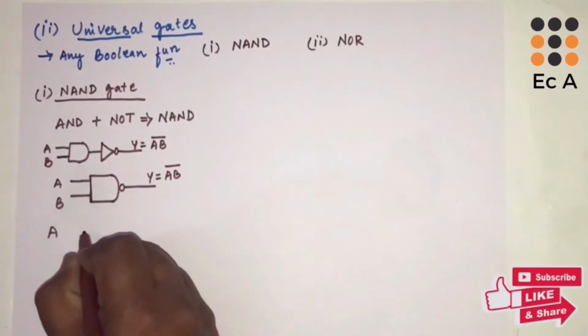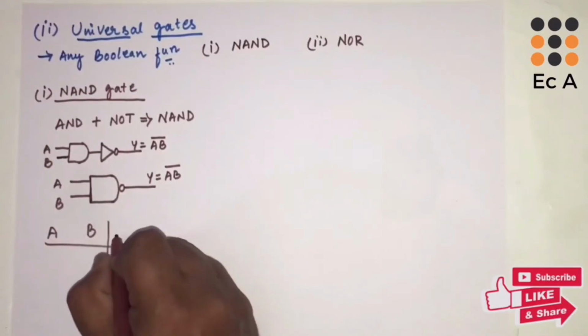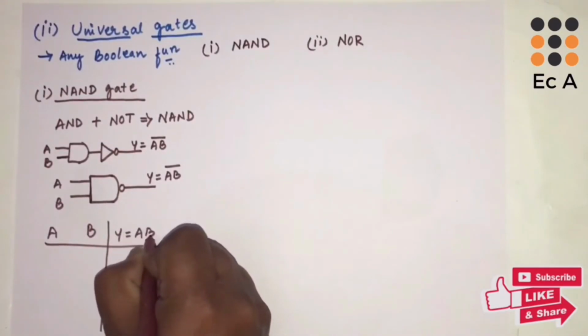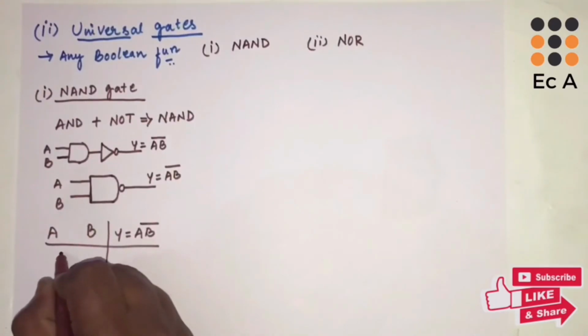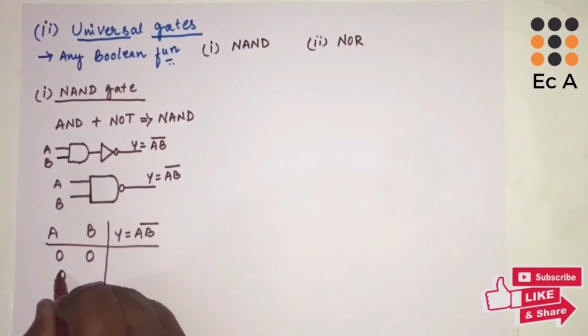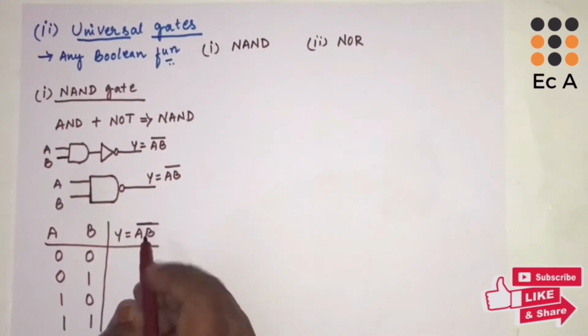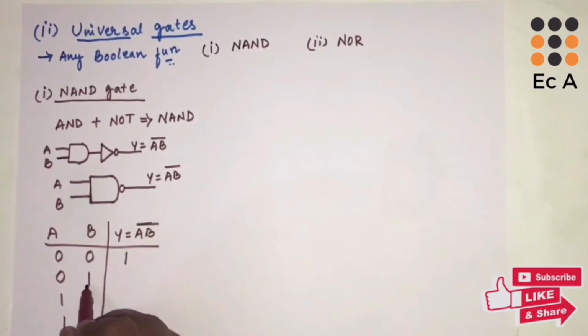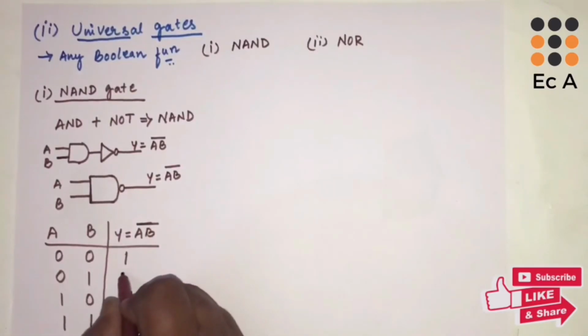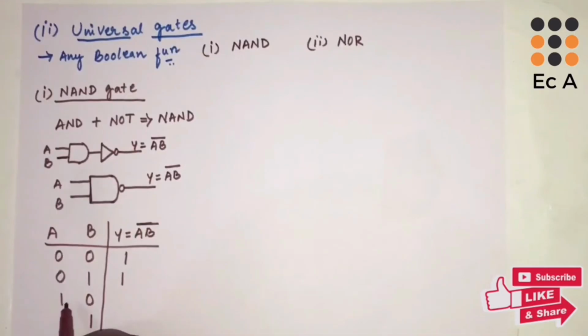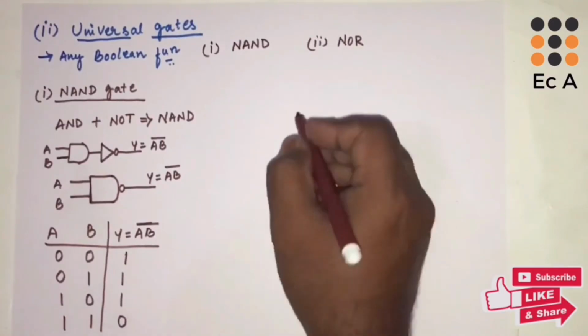Two variables A, B, and the output of the NAND gate is Y equal to (A dot B) bar. With two variables there are four combinations of input: 0 0, 0 1, 1 0, 1 1. 0 and 0 is 0, the complement of 0 is 1. 0 and 1 is 0, the complement of 0 is 1. 1 and 0 is 0, the complement of 0 is 1. 1 and 1 is 1, the complement of 1 is 0. So this is the truth table for the NAND gate.